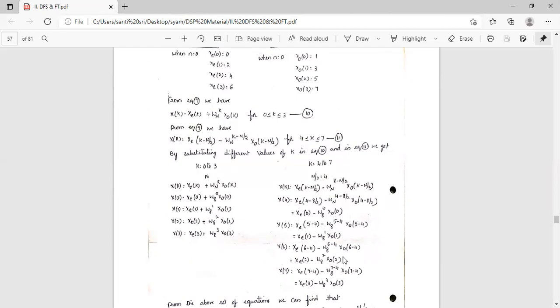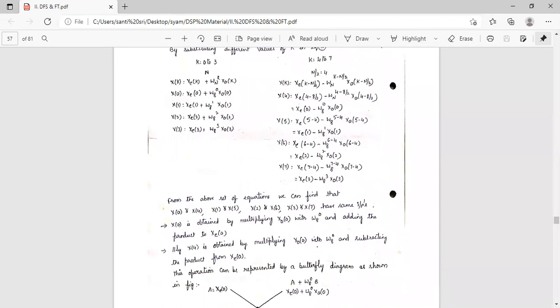Similarly, here k is varying from 4 to 7. So n by 2 is 4. So x of k is xe of k minus n by 2 minus wn power k minus n by 2 into xo of k minus n by 2. Okay. So suppose for x of 4, k is 4, then xe of 4 minus 4, that is 0, minus w8 power 0 into xo of 0. Similarly, x of 5 is xe of 1 minus w8 power 1 into xo of 1. X of 6 is xe of 2 minus w8 power 2 into xo of 2. And x of 7 is xe of 3 minus w8 power 3 into xo of 3.